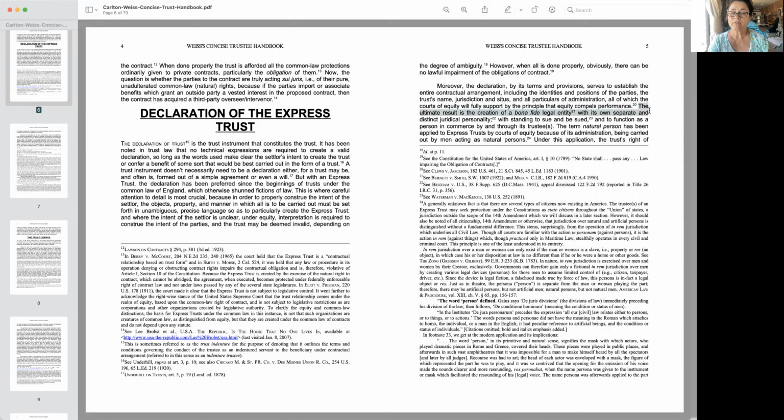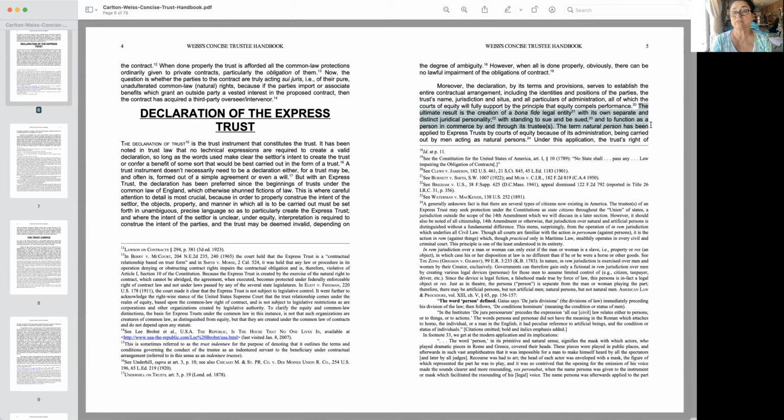The ultimate result is the creation of a bona fide legal entity with its own separate and distinct juridical personality, with standing to sue and be sued. Gotta have standing, sui juris, and to function as a person in commerce by and through its trustees.